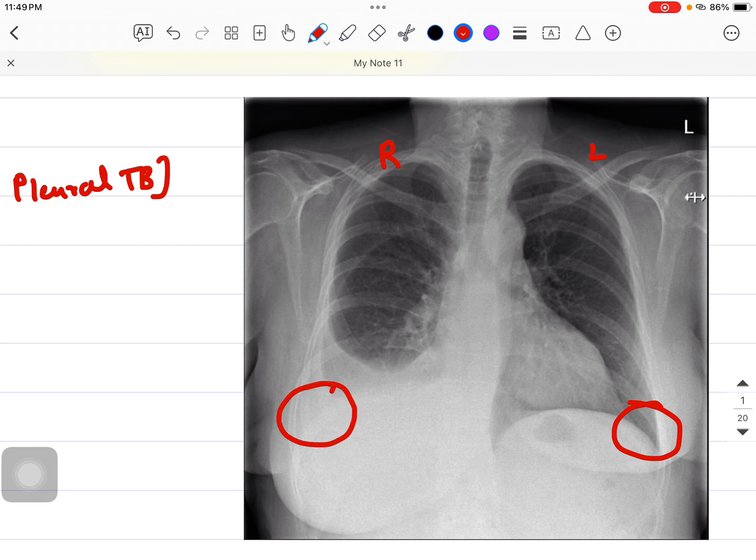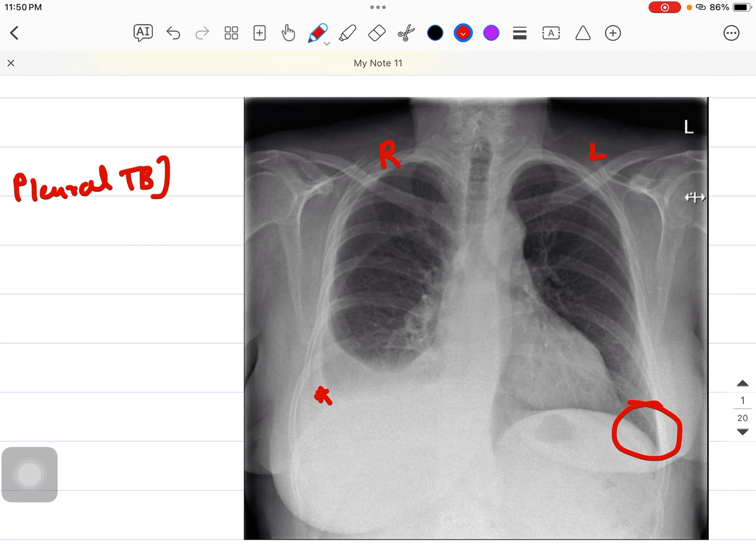So that is telling us that there could be some amount of fluid which is obscuring the right CP angle, or the right costophrenic angle, and here we can see this kind of sign over here, that is the meniscus sign, which we can appreciate in this particular chest X-ray or chest radiograph. Okay, so here we can see that there is some homogeneous opacity which is obscuring the right sided costophrenic angle, suggesting that there is right sided pleural effusion.